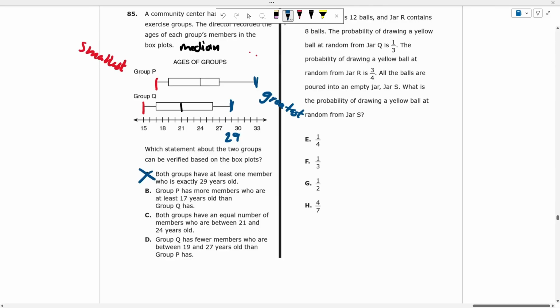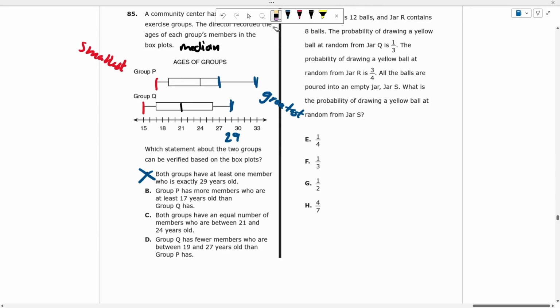Now, choice A would have to be wrong. If group P ended at 29, then yeah, both groups have to have one member that's exactly 29 years old. But because group P ends at 33, we can't say that. We know that 25% of the data falls between 27 and 33. That does not mean that 25% of the data is 27, 28, 29, 30, 31, 32, 33. That means that 25% of the data is somewhere between this. So it is impossible for us to confirm that both groups have at least one 29-year-old unless both of them ended at 29. Okay, so that's wrong.